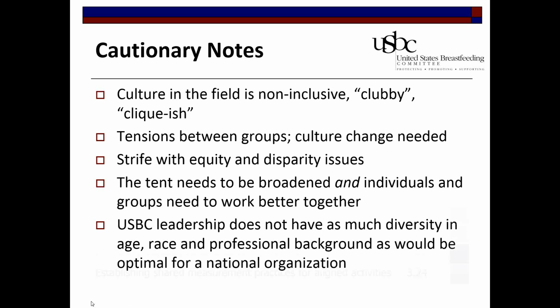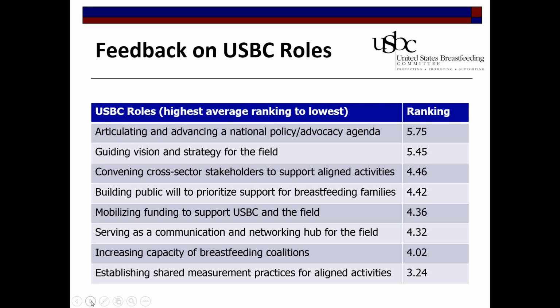Guiding vision and strategy for the field. Convening cross-sector stakeholders to support aligned activities. So we want people to get together. We want to build public will to prioritize support for breastfeeding families. Mobilize funding to support the USBC and the field, and serve as the communicator and networking hub for the field. We want to increase the capacity for the breastfeeding coalitions and establish shared measurement practices for these aligned activities. Those are our 8 roles that have been prioritized. Next slide.